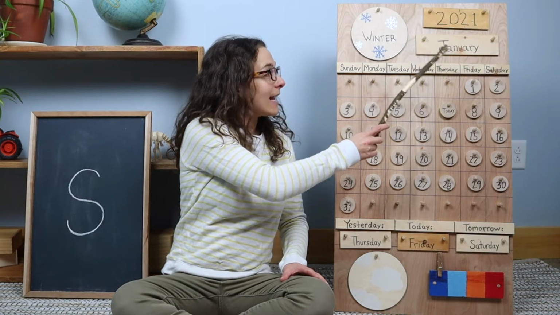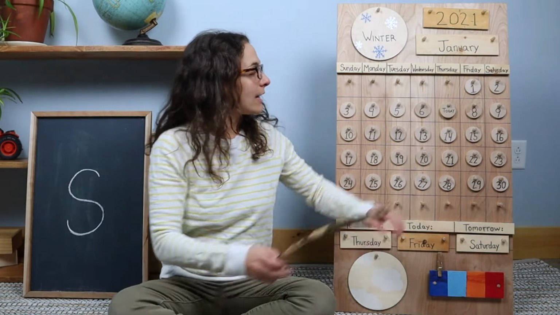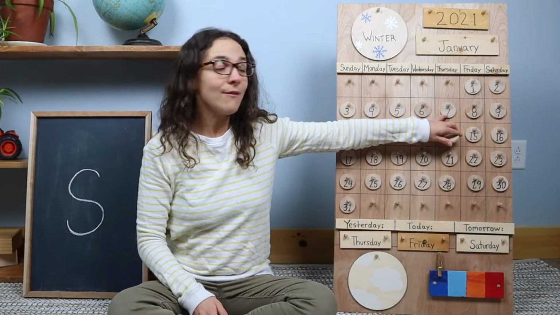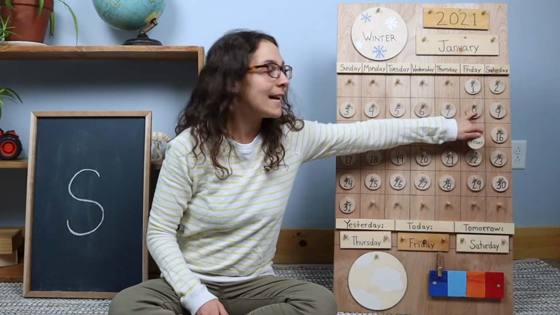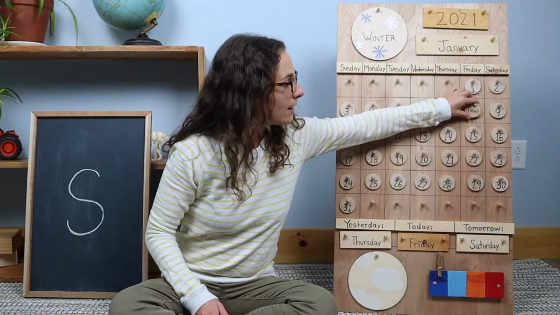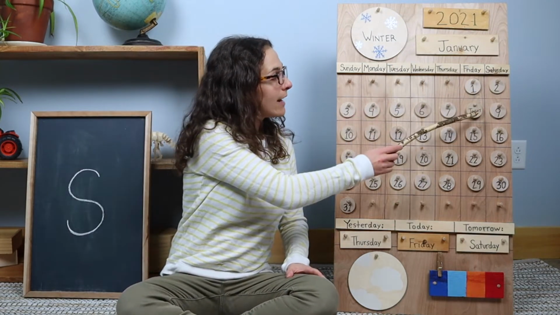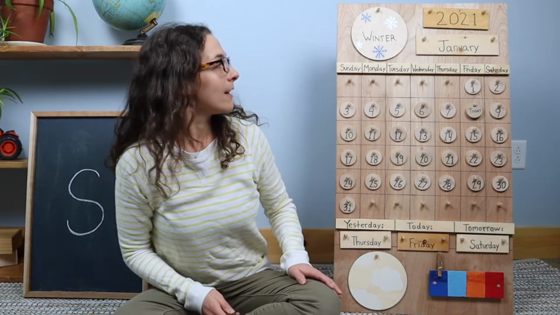January. And today is January 8th. So let's move our chip from yesterday, which was the 7th, one over to today, which is the 8th. And we can say that today is January 8th, and the year is 2021.